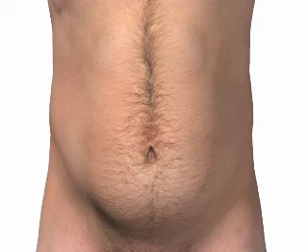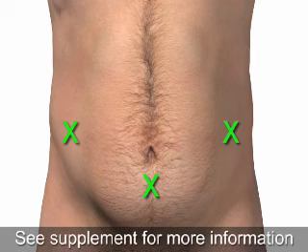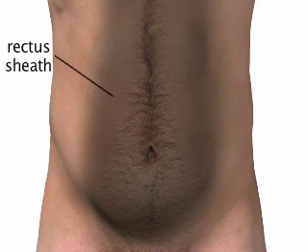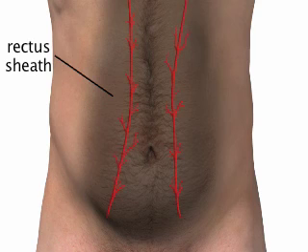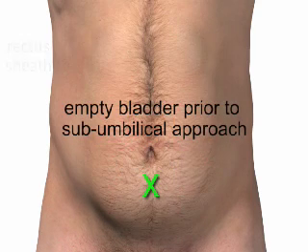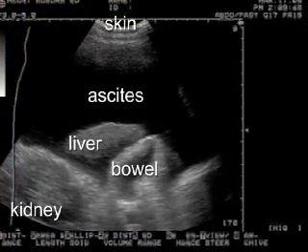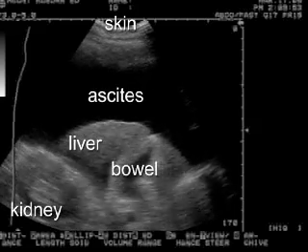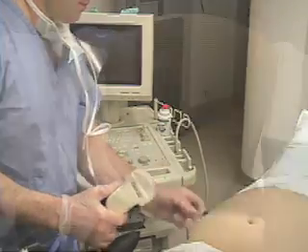Recommended sites of needle insertion are 2 centimeters below the umbilicus in the midline and either the left or right lower quadrants. If a lower quadrant approach is used, confirm that the entry site is lateral to the rectus sheath to avoid puncturing the inferior epigastric artery. If the subumbilical approach is used, the bladder should be emptied before the procedure. If available, bedside ultrasound should be used to find an appropriate location that contains ascitic fluid but is devoid of loops of bowel or solid organs. Mark the site of needle insertion with a skin marking pen.